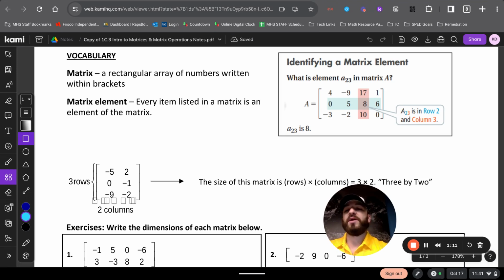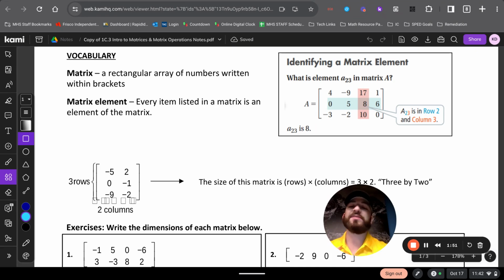So in this case, we have 3 rows: -5, 2 is a row, 0, -1 is a row, -9, -2 is a row, and then 2 columns. And so it's a 3x2 matrix. We also tag any matrix element by row, then column. So looking at our matrix A, if I'm looking at this element 8 right here, it would be matrix A, element 2, and then 3. So A underscore 23 would refer to row 2, column 3, and that would, of course, give us that element 8.